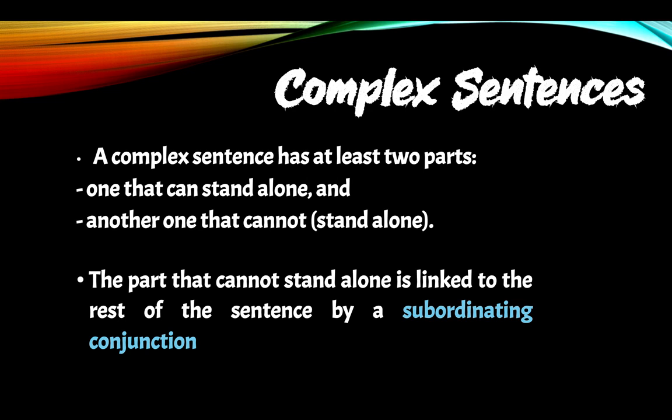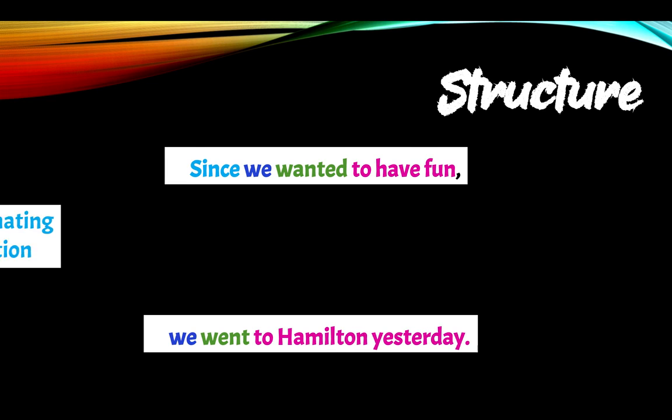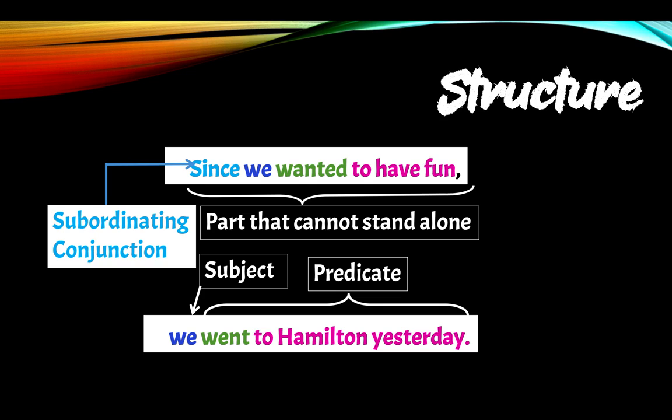Complex sentences. So a complex sentence has at least two parts, one that can stand alone and another one that cannot stand alone, obviously. The part that cannot stand alone is linked to the rest of the sentence by what? By a subordinating conjunction. For example, since my boyfriend and I wanted to have fun, we went to Hamilton yesterday. Since is a subordinating conjunction. And let's look at the structure. Since we wanted to have fun, that's a subordinating conjunction, since, part that cannot stand alone. Subject we, predicate went to Hamilton yesterday. So you can see the part that cannot stand alone starts with a subordinating conjunction. The other one is called an independent clause, right? Because it can stand alone.